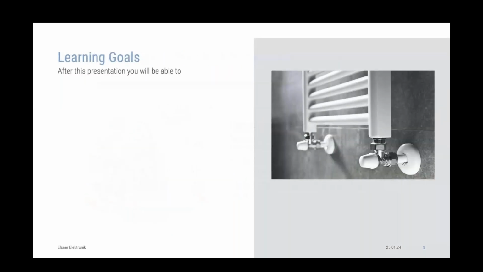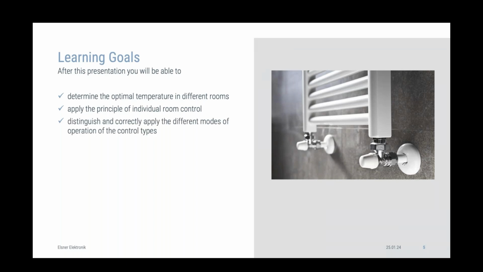We have a couple of learning goals for today. After this presentation, you will be able to determine the optimal temperature in different rooms. You know how to apply the principle of individual room control with KNX. You can also distinguish and correctly apply the different modes of operation of the control types. Next up, you will be able to select the appropriate room controller for your specific building automation project.